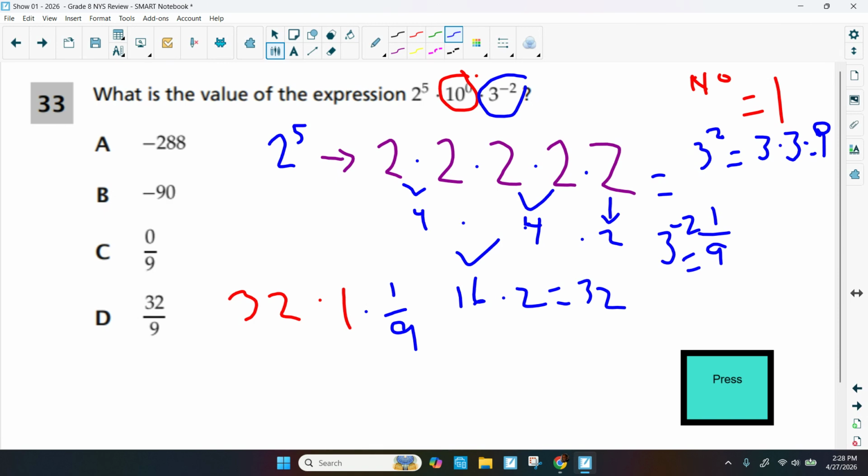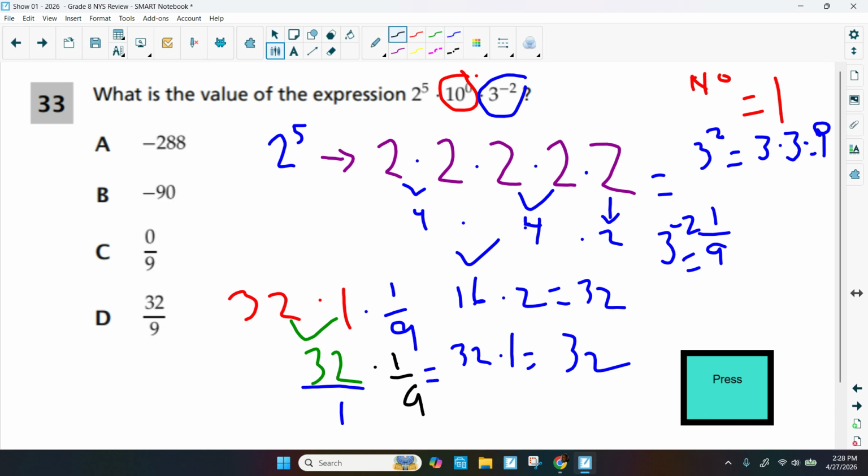All right, so we've multiplied these whole numbers with no problem. 32 times 1 is 32. And we got to multiply that by 1/9. And I'm going to put underneath the 32 a 1 so I can multiply easy. And 32 times 1 is 32. I got a lot of blue there. 1 times 9 is 9. And that's my answer.